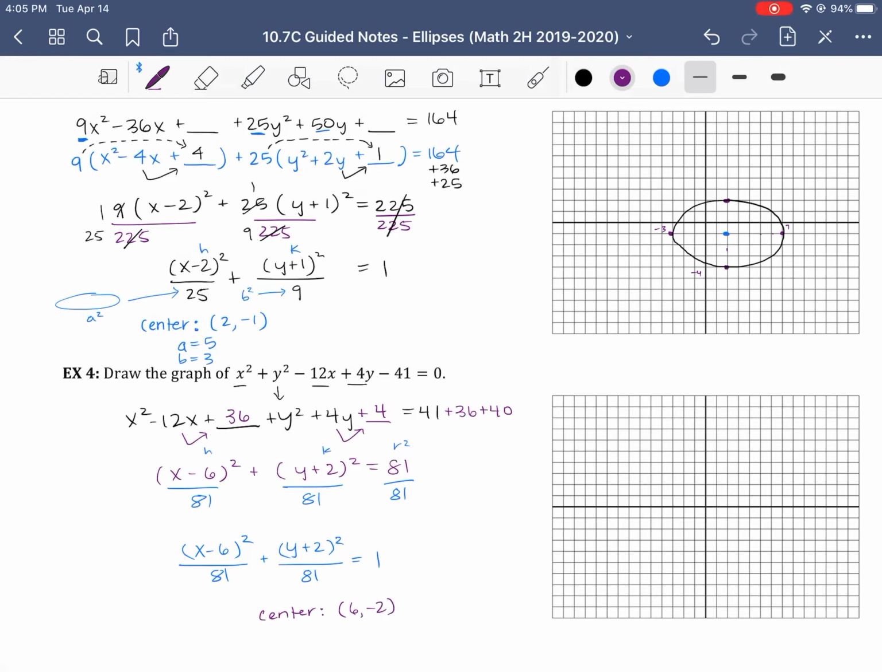So again, the center here would be at 6, -2, and your radius is what you need to graph this one, which is the square root of that 81, which is 9. So we would plot that center, and then we would count 9 in every direction, horizontal, vertical, and then we would connect that.